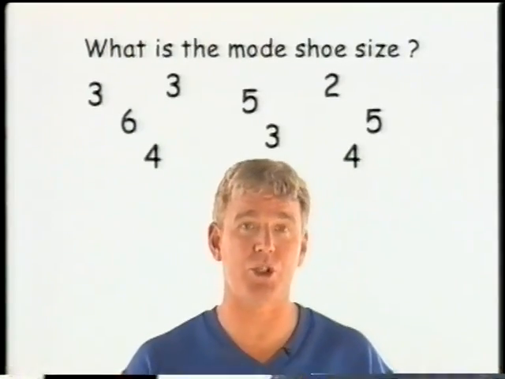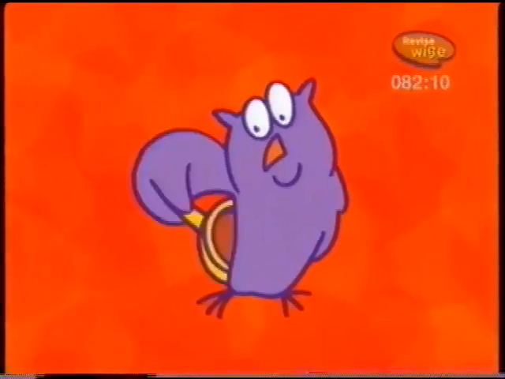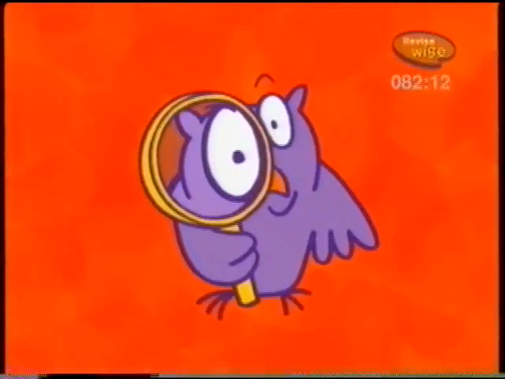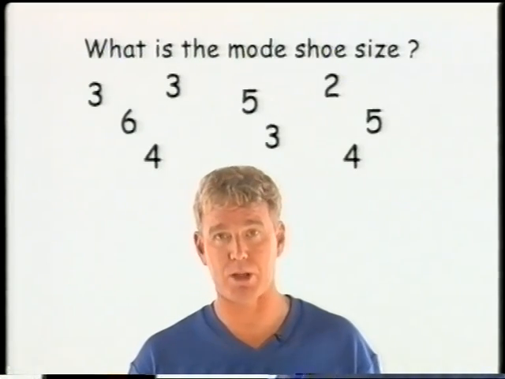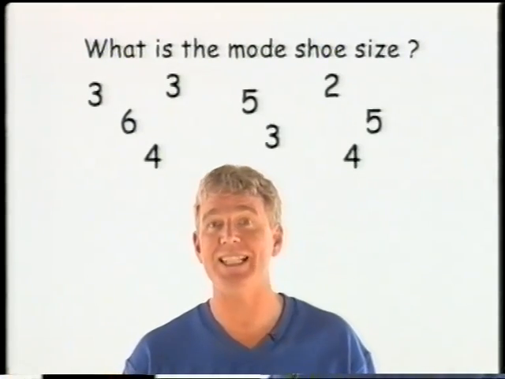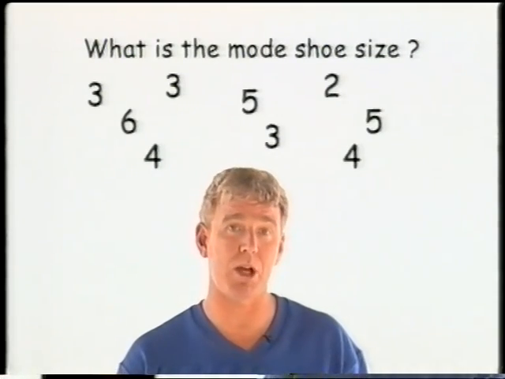Now don't worry if you're not sure how to work it out. Here's the maths team with some clues. The mode is the number that comes up the most frequently in a set of numbers. Put the numbers in order first from smallest to biggest. Then it is easier to see which number comes up the most. List the numbers in order, starting with the smallest, to see which number comes up the most.